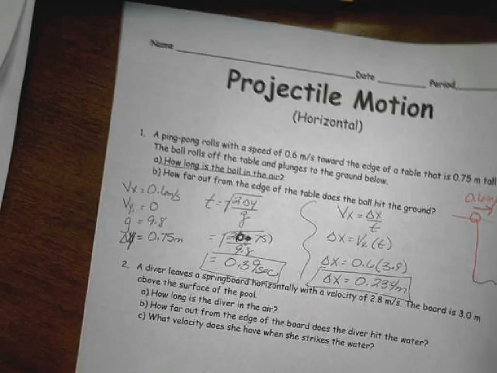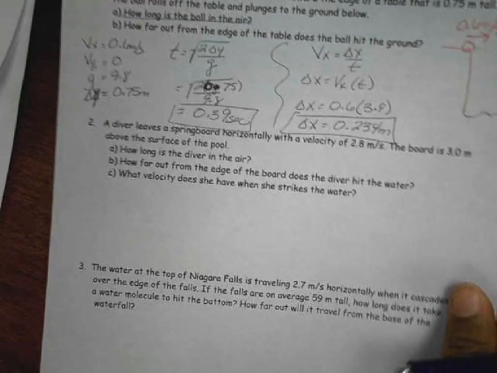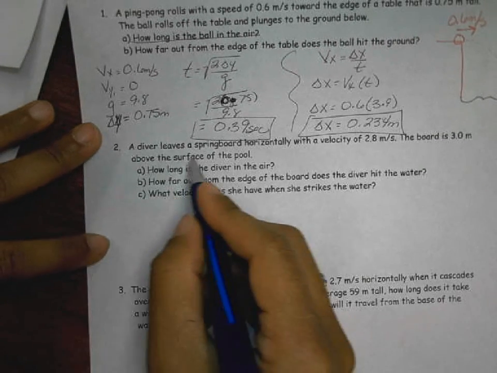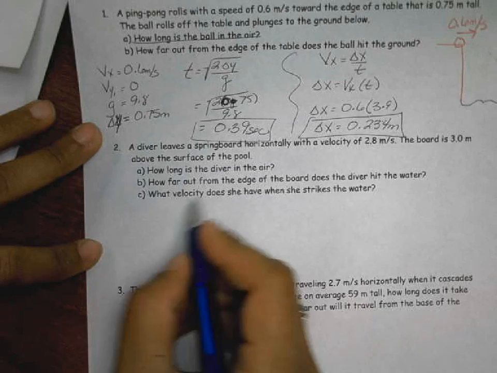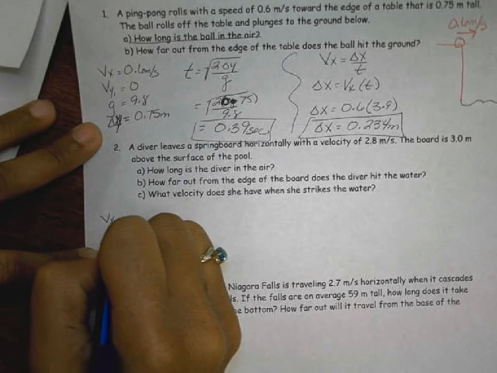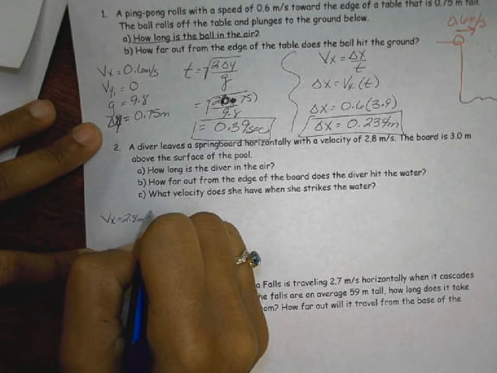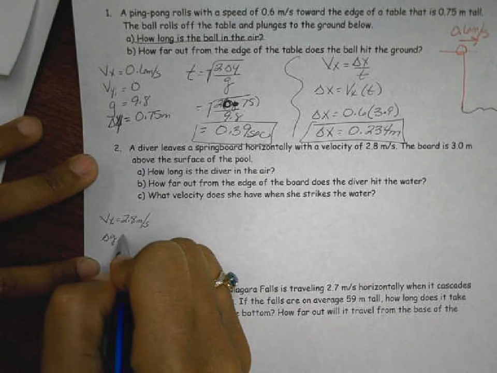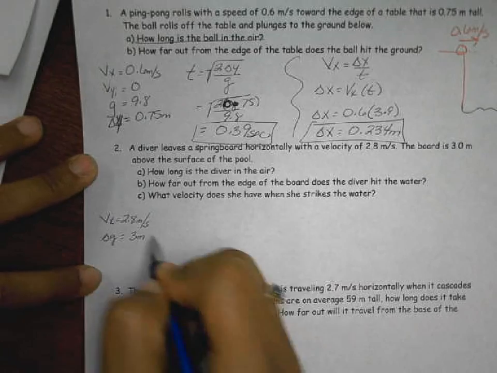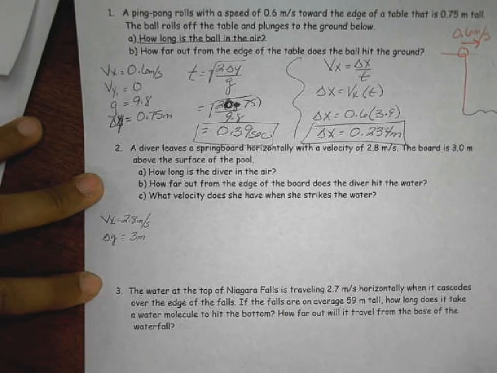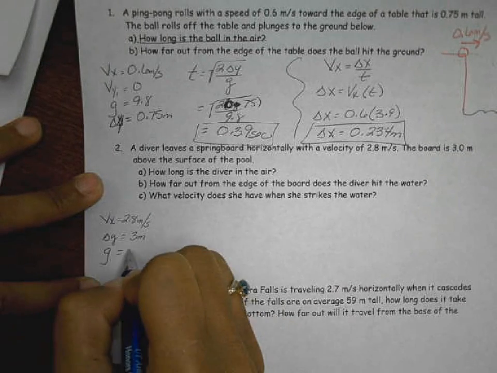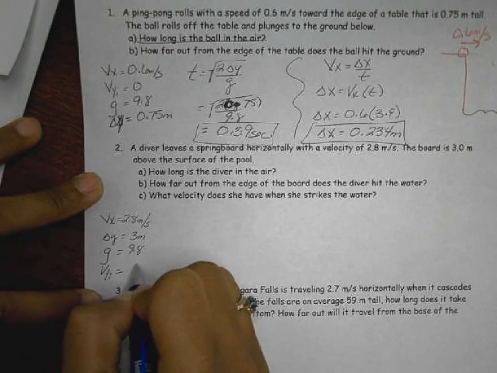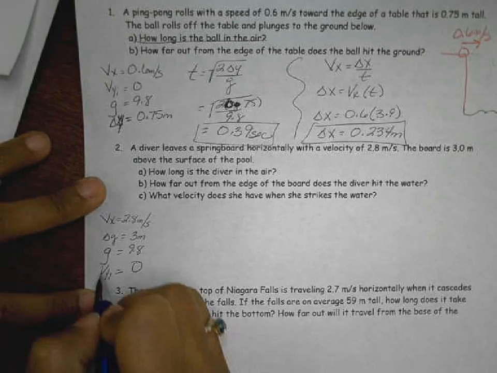That's straightforward. I think I have time for one more, so let's do one more. This is a 3-parter. A diver leaves a springboard horizontally with a velocity of 2.8. Velocity on the x is 2.8 meters per second. I know the height, delta y, is 3 meters. I know that g is 9.8 and the initial velocity on the y is 0. These are all the things I know.